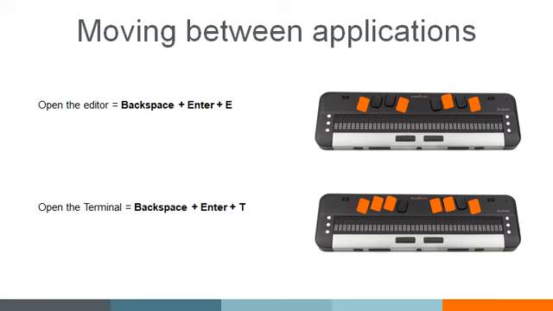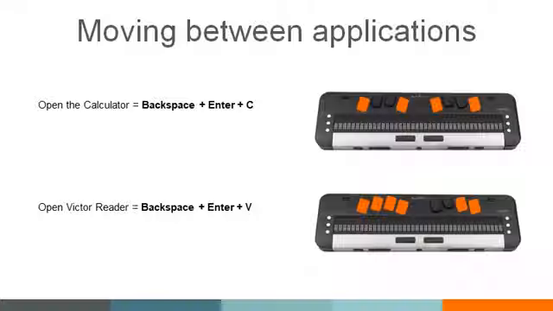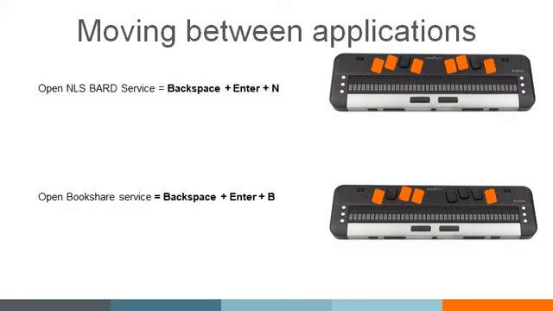If we want to quickly get to our Braille terminal, so let's say I'm reading a book in Victor Reader and I need to quickly switch over to my terminal, I can press backspace, enter, and T, as in terminal. Some of the other commands: backspace, enter, and C will move me into my calculator. Backspace, enter, and V will move me into Victor Reader. Backspace, enter, and N will bring my focus into the NLS BARD online service. Backspace, enter, and B will bring me into my Bookshare online service.